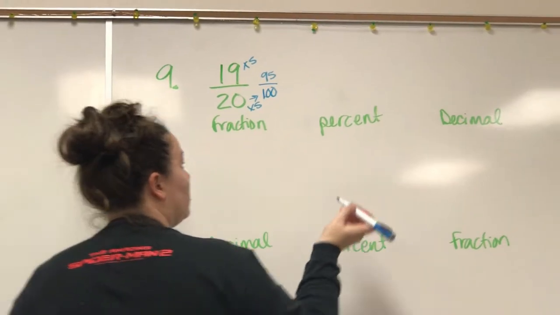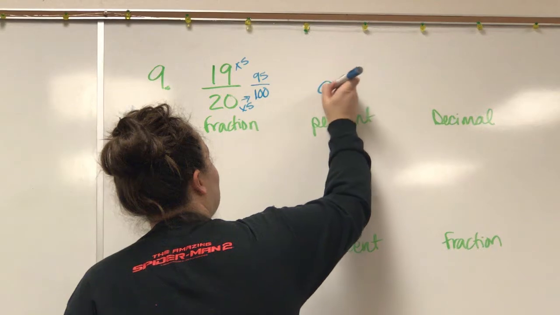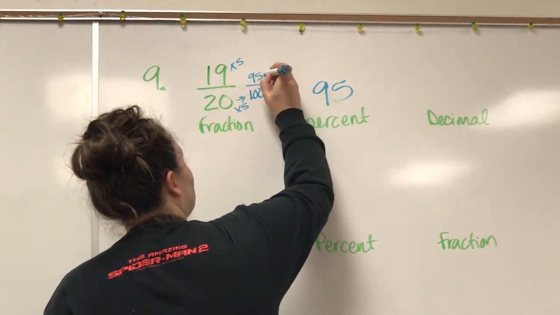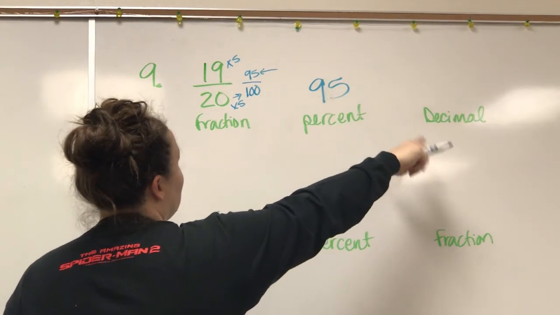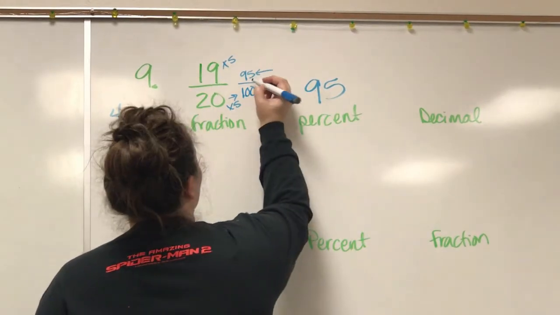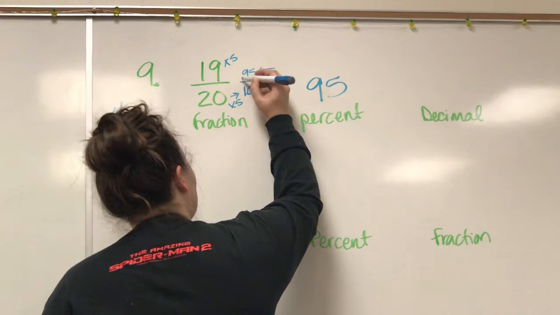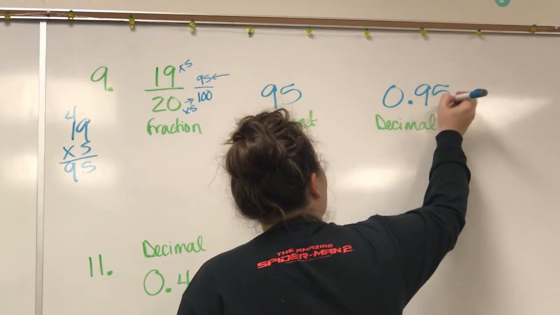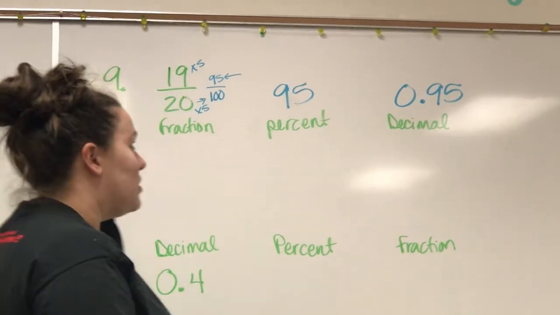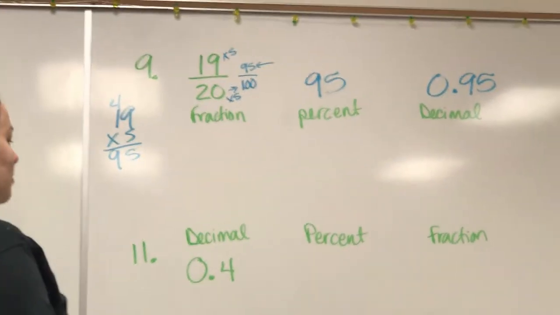95 over 100 as a percent is just 95, because I just look at this top number right here if it's over 100. And as a decimal, I have to move it over 2 times. 0.95 as a decimal.